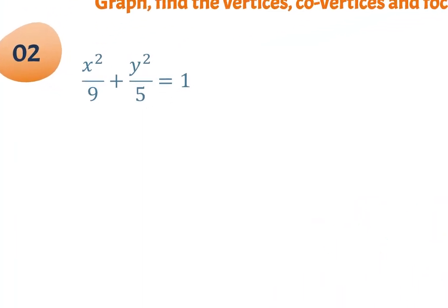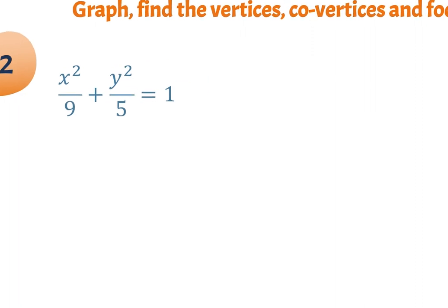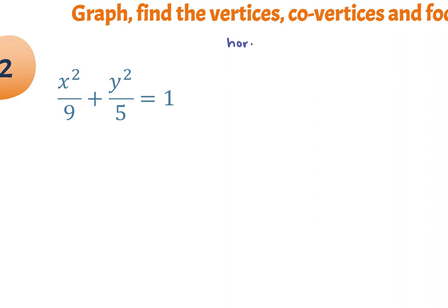Now I want to look and see which is the bigger denominator. 9, which is under which number? Which letter? X, which means this is horizontal. This is going to be wider than it is tall. I know that because the bigger denominator is under the X. I know my center is 0, 0 because there's nothing after the X or the Y.